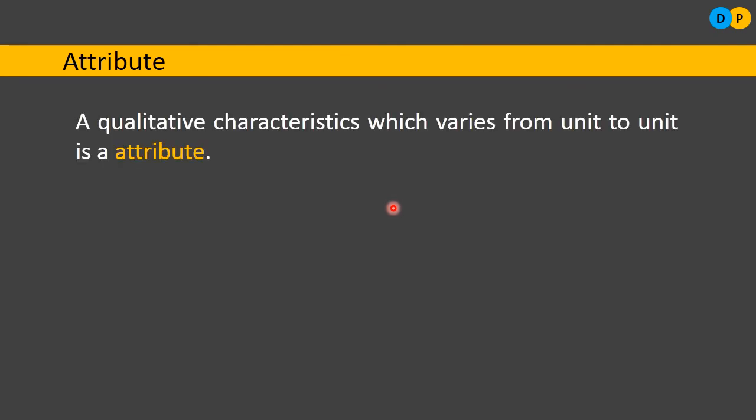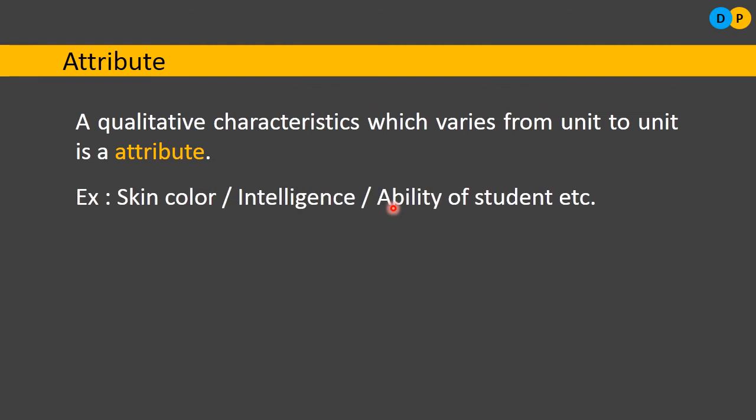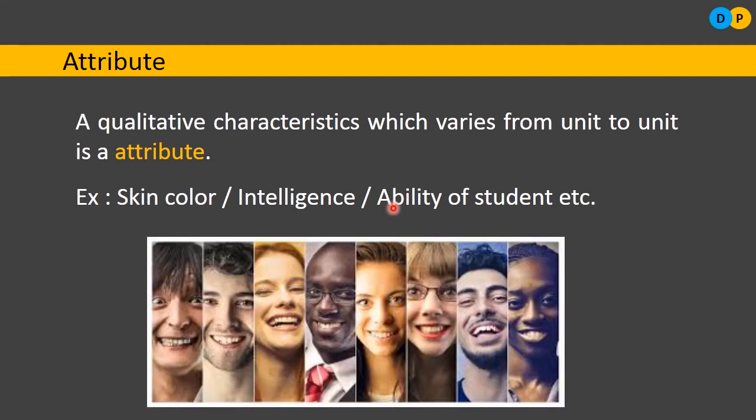So what is meant by attribute? A qualitative characteristic which varies from unit to unit is called an attribute. Examples: skin color, intelligence, ability of a student, etc. You cannot measure them exactly. You cannot say how skin color is, or how intelligence is. So they are referred to as attributes. This is a representative picture. You cannot measure the skin tone or skin color of each individual.